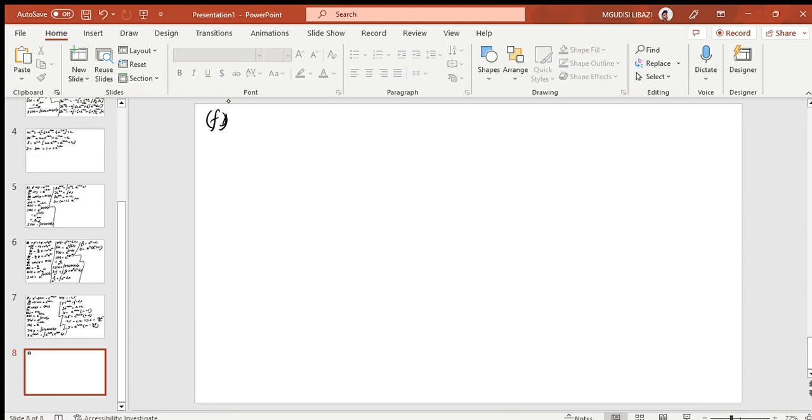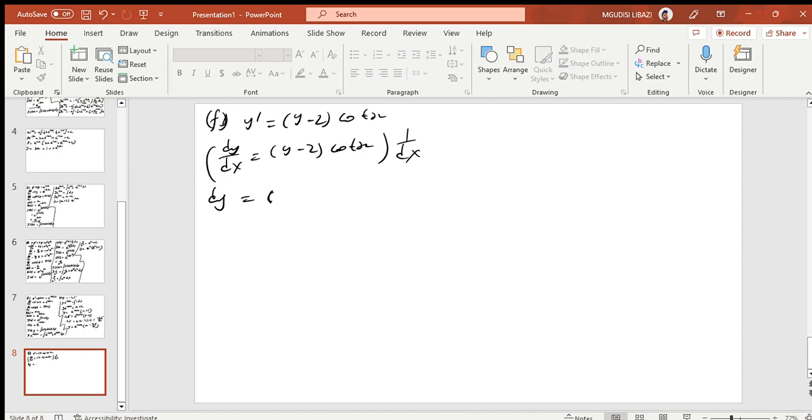So number F, what do we have? We have y prime is equal to y minus 2 and then cotangent of x. So you can actually say dy over dx is equal to y minus 2 cotangent of x, multiplying both sides by dx. We're gonna get dy, which is equal to y minus 2 cotangent of x dx. Separating variables, we get 1 over y minus 2 multiplied by dy, which is equal to cotangent of x dx.